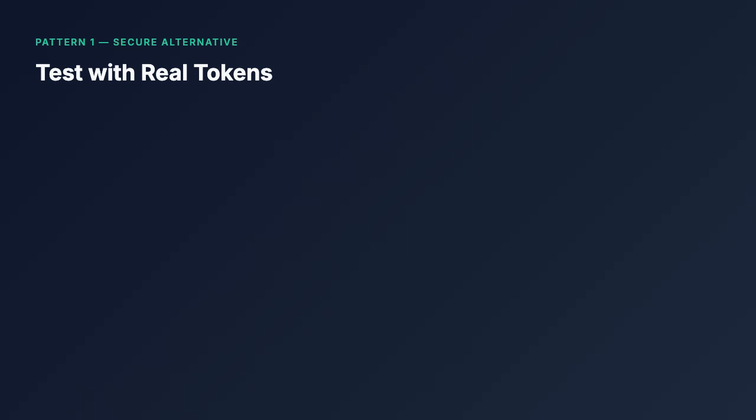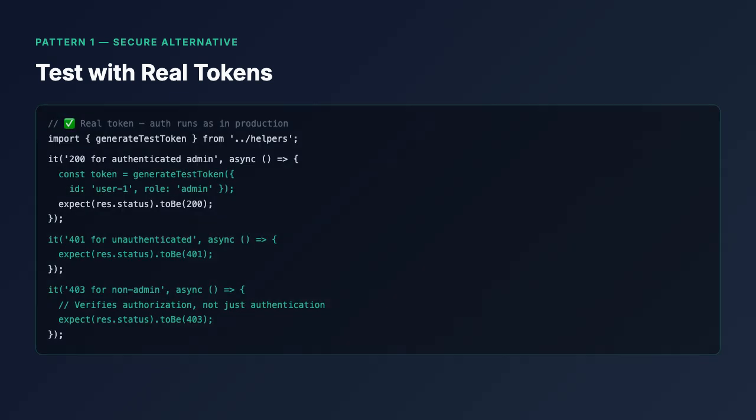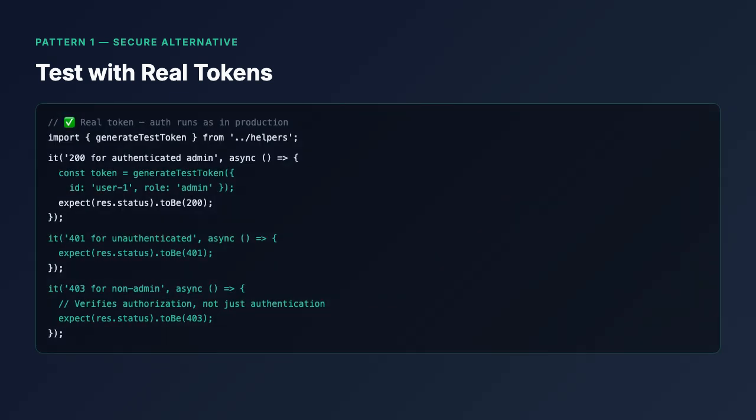Instead of bypassing auth, test with real tokens. The auth middleware runs exactly as it does in production. In this code, we import a generateTestToken helper that uses the same token generation code production uses, just with a test signing key. We then write three test cases. One that verifies an authenticated admin gets a 200 response, one that verifies an unauthenticated request gets a 401, and one that verifies a non-admin user gets a 403. Both the success and failure cases are necessary to confirm the middleware is actually working.